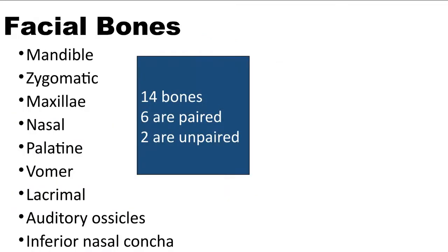The facial bones. There are 8 total facial bones. 6 are paired. That makes 14 bones in all. The mandible, zygomatic, maxilla, nasal, palatine bone, vomer, lacrimal bone, the auditory ossicles, and also the inferior nasal concha.